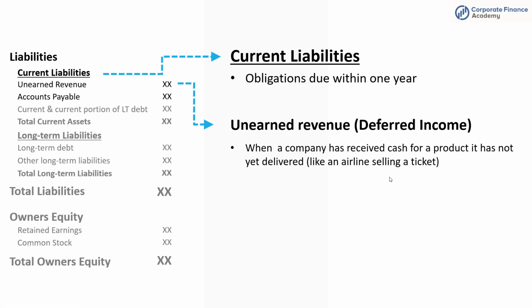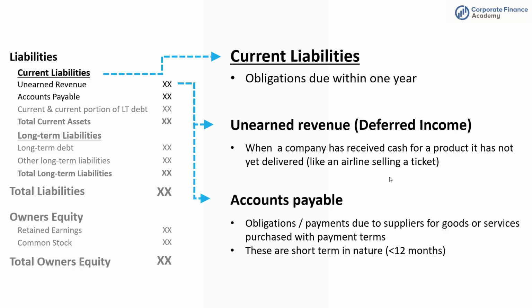And I mentioned this example earlier, but a great example is if a company receives cash before the product's delivered, like an airline. So if Delta Airlines sells a ticket, they have unearned revenue. They have a liability to the customer to provide a flight for them.